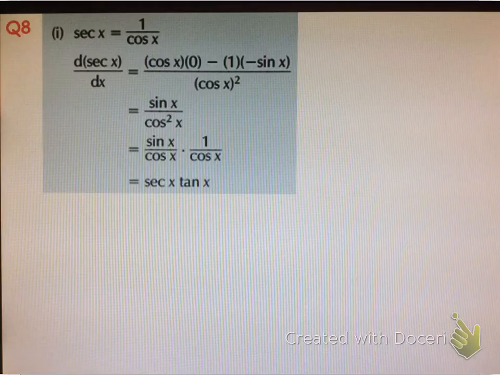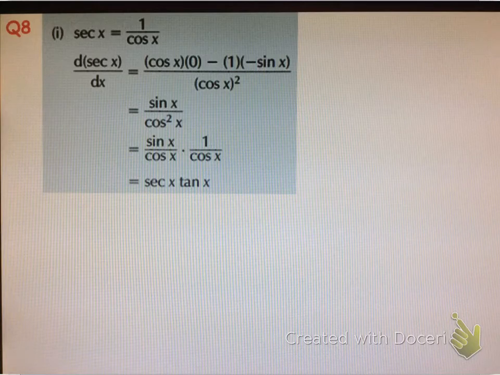Question 8. Given that d dx of sine x, so the derivative of sine x is equal to cos x, and the derivative of cos x is equal to minus sine x, find the derivatives of each of the following using the quotient rule. Okay, you know the quotient rule is a u divided by a v. If you look at any of those there, none of them are in a fraction format. None of them are u over v, are they? So we need to turn them into it.